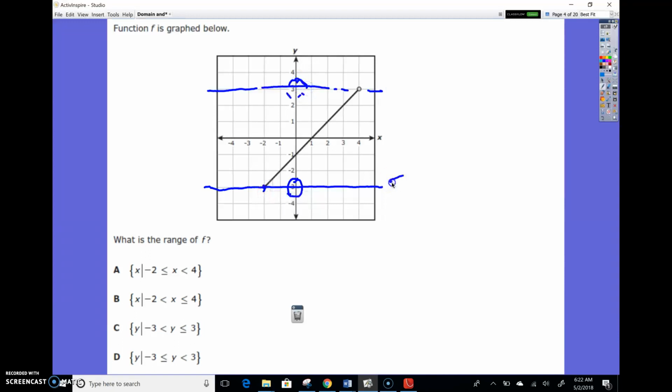See, this one is greater or equal because it has a closed dot. This one is open. Okay. So remember, our range is our y value, so this is incorrect right there. Is negative 3. We use the closed to open.